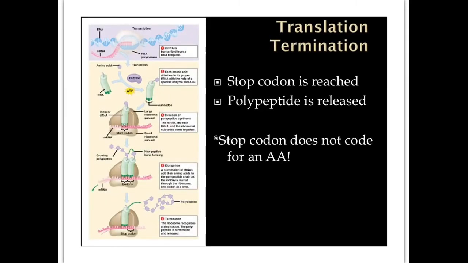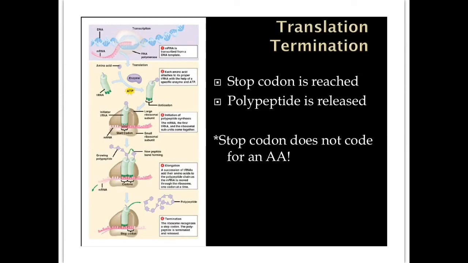Translation is eventually going to be terminated. Before we get to that, this is a summary of everything we have seen, putting together transcription and translation. So remember, transcription is when mRNA is transcribed from a DNA template using RNA polymerase. And now to prepare for translation, amino acids are going to be attached to their specific tRNA. An enzyme is going to do that with the help of ATP. And then you're going to start translation really at that start codon.